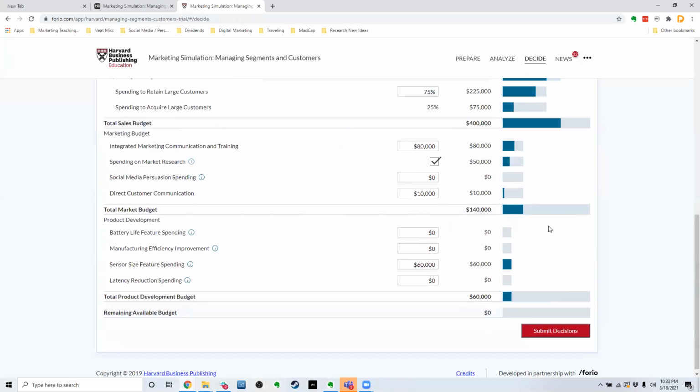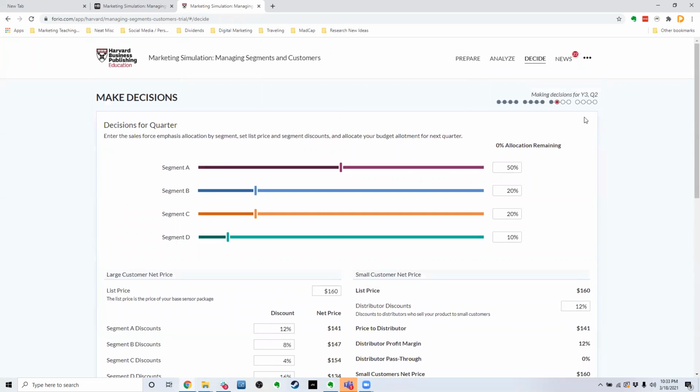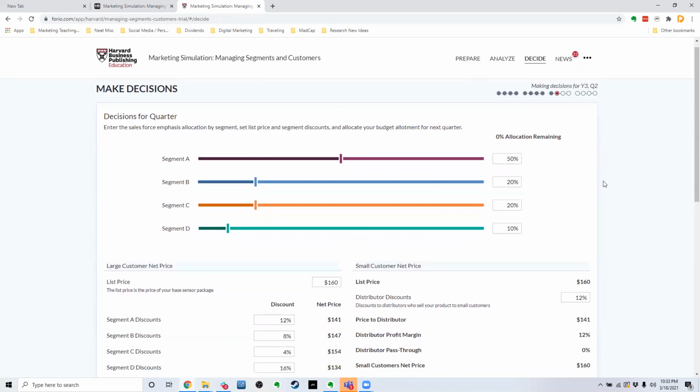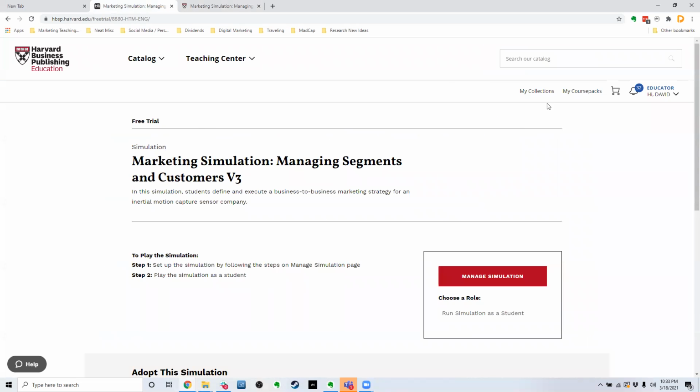You'll keep running through this until you either get fired or you finish, and hopefully you learn a few things and make some better decisions than I have, and continue to increase your customer satisfaction, which you're graded on. You are graded on your market share, your revenue, and your profitability. So if I come back to the simulation, I will show you that.